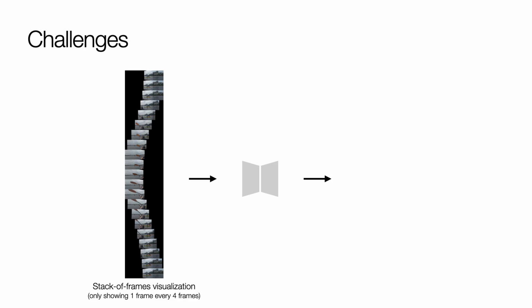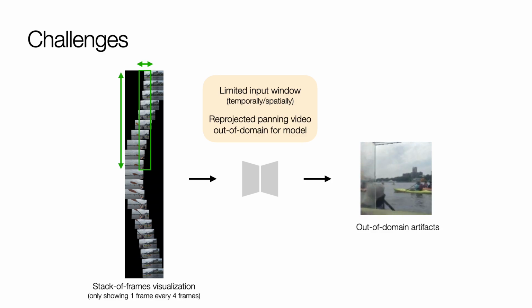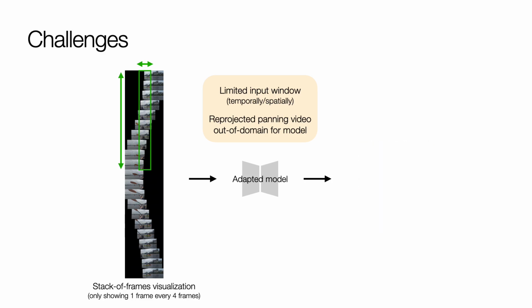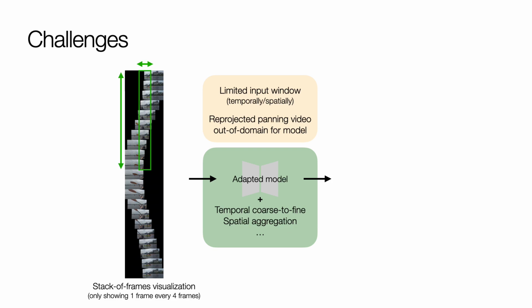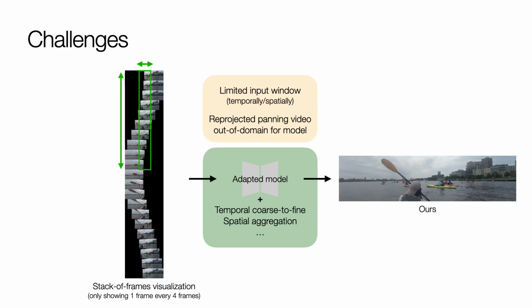However, these generative models don't work out of the box. The input shape is smaller than the dimensions of a typical panoramic video volume. The models are also not trained for our reprojected panning video and produce results with out-of-domain artifacts. Instead, we adapt the generative model for our input videos and apply the adapted model as a component of our panorama synthesis system, combining the prior with temporal coarse-to-fine, spatial aggregation, and other techniques to realistically and consistently complete unknown regions of the video volume.